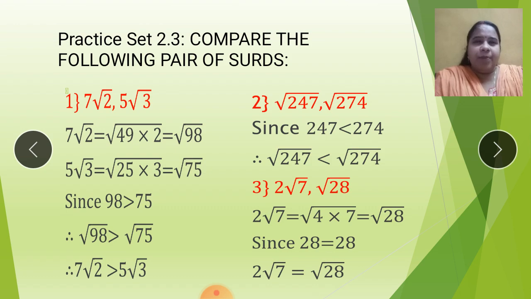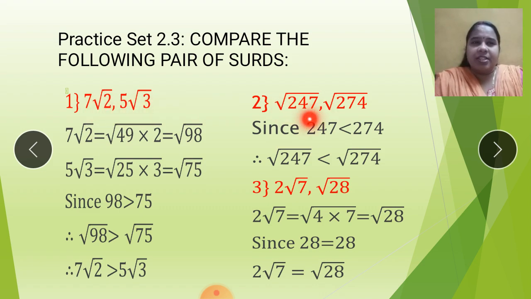Now see this. Practice set 2.3. We have already started with it. Today from that exercise, we are going to deal with such type of questions where comparison of surds is done. See the first one. 7 root 2 and 5 root 3. Now, which type of surds is this? We have finished this in the previous session. I hope you remember. These are mixed surds. 7 root 2. There is an integer part and a root part. So, such type of surds are called mixed surds.